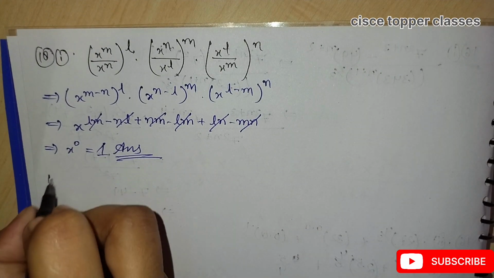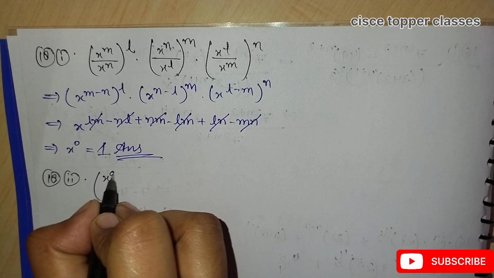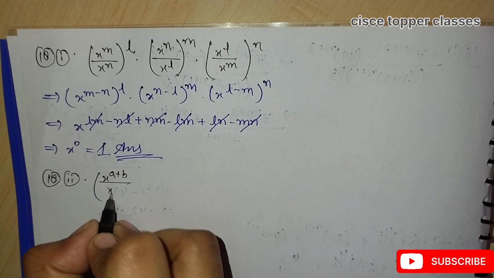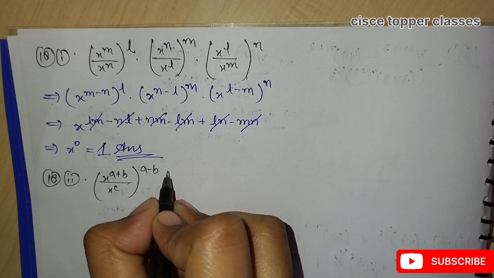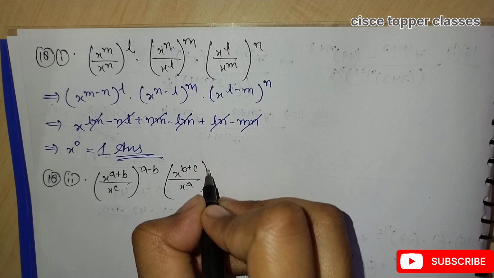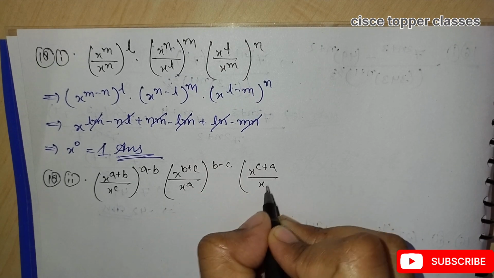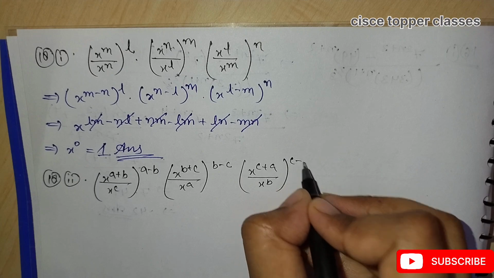Now let us solve 18 second part here, which is x to the power a plus b divided by x to the power c, here a minus b. It is x to the power b plus c divided by x to the power a, b minus c, and here x to the power c plus a divided by x to the power b, and here c minus a.